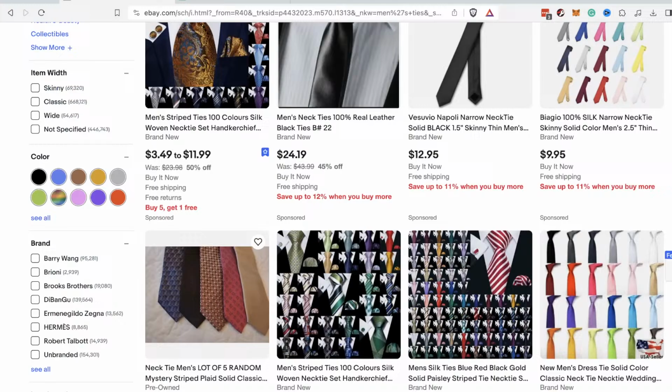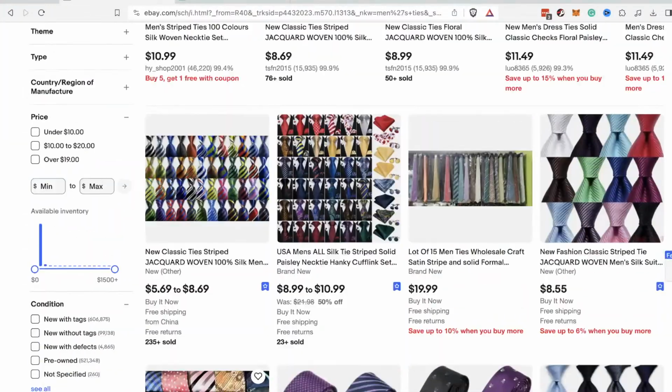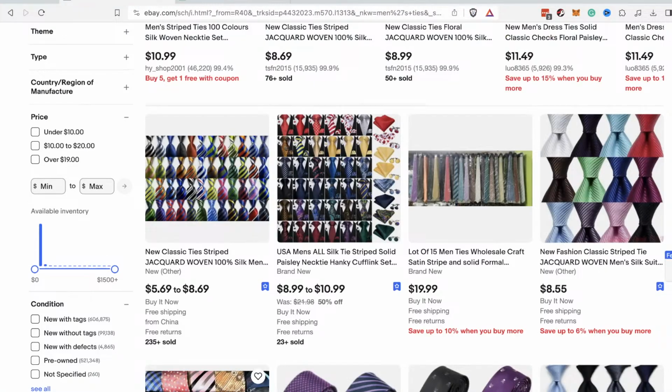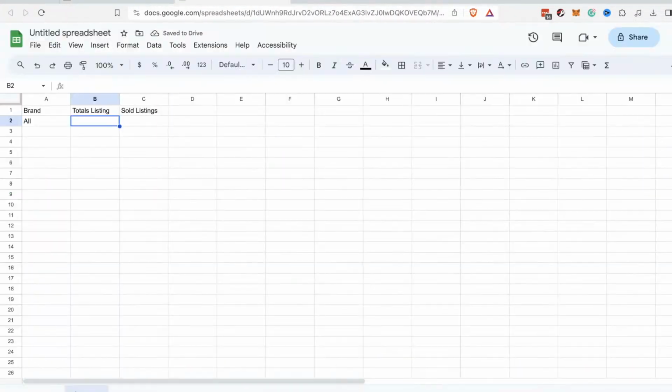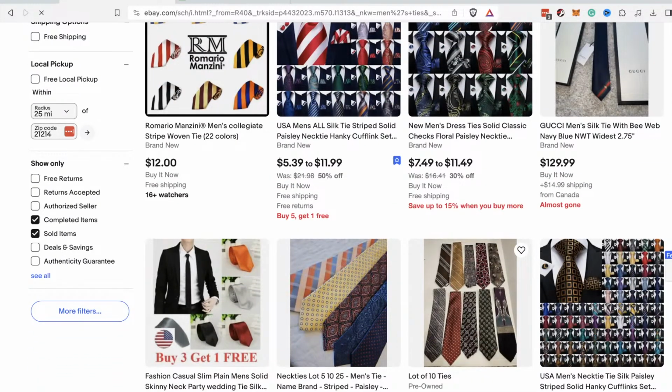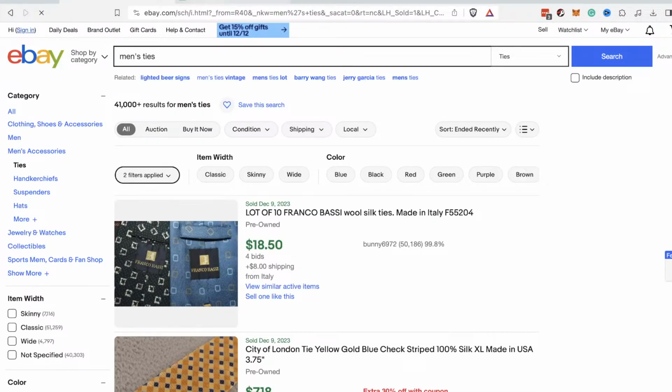But the one thing I love to do is, first, let's say brand, and then we want to see how many are total listings, because this is eBay, and then we want to see sold listings. So brand is all, and for this case, we'll say 92,000. And let's see how many sold. If I go to sold, over the same period, we're saying 41,000.